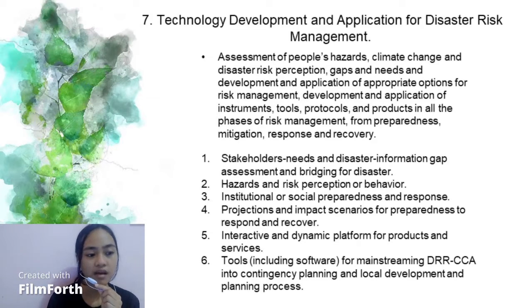Number 4, we have the projection and impact scenarios for preparedness to respond and recover. So early warning systems and communication systems will help ensure that cities, communities, and individuals threatened by natural or other hazards can act in sufficient time and appropriately to reduce injury, loss of life, and damage to property and fragile environments. Turning awareness of the natural hazards and risks faced by a community into actions will prove its capability to respond to and recover from disaster.